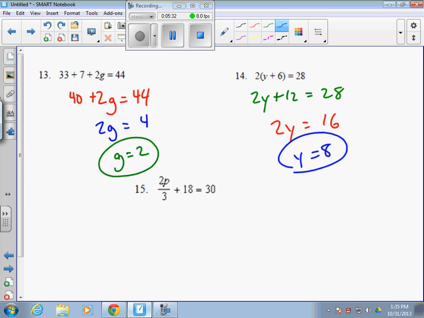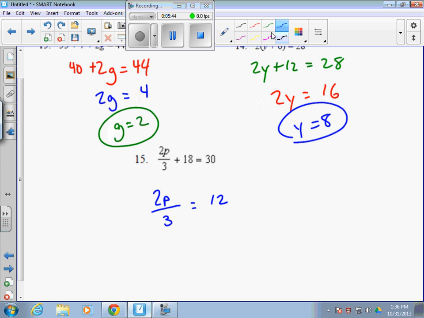2p over 3 plus 18 equals 30. Undo plus 18 by subtracting it. Leaves you with 2p over 3 equals 12, because we undid plus 18. Now undo divide by 3 at this point by multiplying 3 on both sides. That leaves you with 2p. If you multiply it by 3, it'll just cancel out. Equals 12 times 3, we know it's 36. And then get rid of 2 times something by dividing by 2 on both sides, and p is 18.